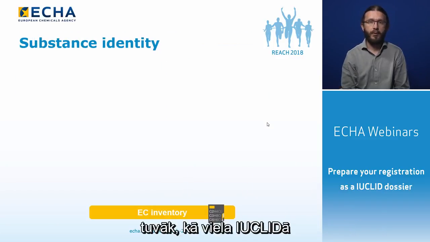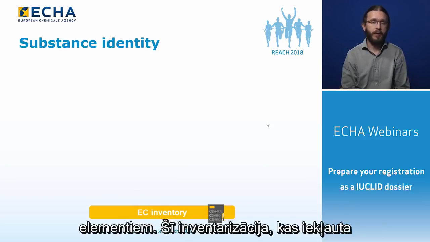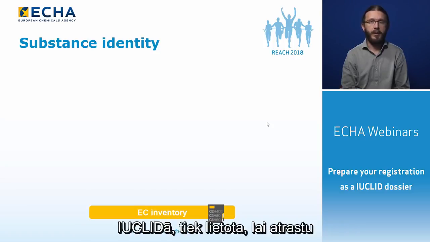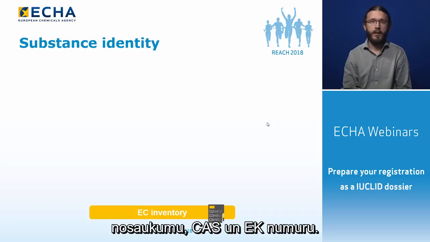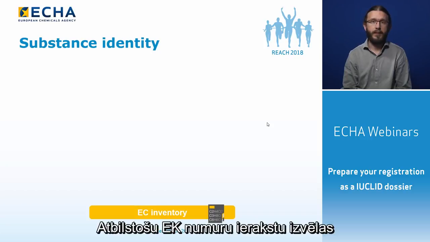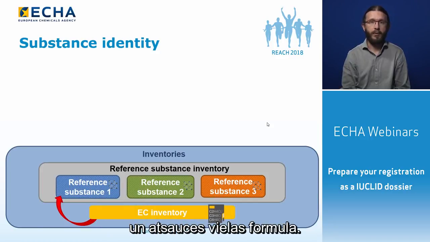If we have a closer look at how a substance is identified in Euclid, we will see that this information is composed of several elements. The EC inventory, included in Euclid, is used to retrieve the known identifiers for the substance, such as the name, CAS, and EC numbers. The relevant EC number entry is selected by the user and used together with other information, such as the molecular weight and formula, in a reference substance.